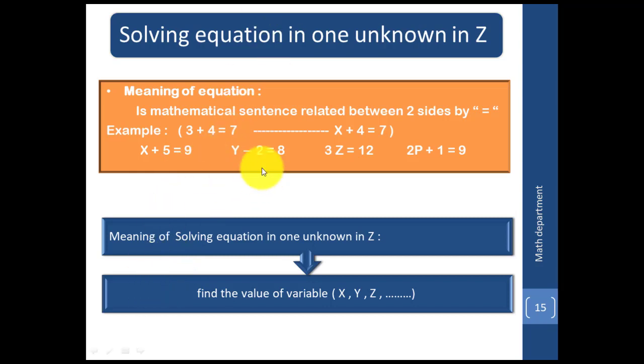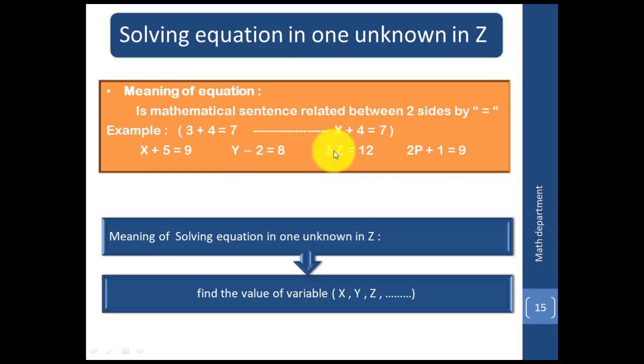Okay, so in the second exercise, here I want to cancel minus 2. How can we cancel minus 2? Make plus 2, plus 2 here and plus 2 here. Adding 2 here and adding 2 here. When we add 2, minus 2 cancels plus 2, so y equals what? 8 plus 2 equals 10.